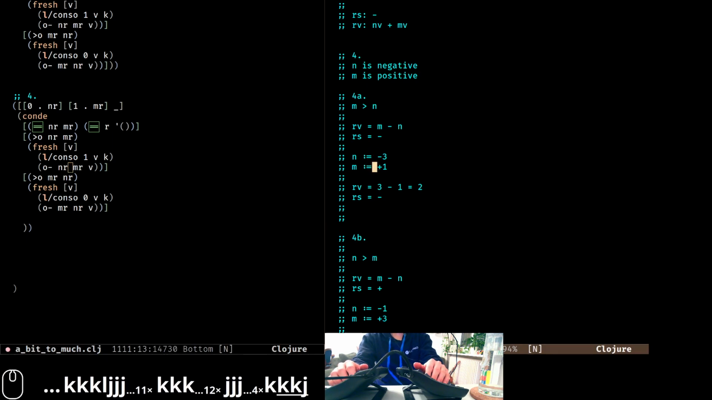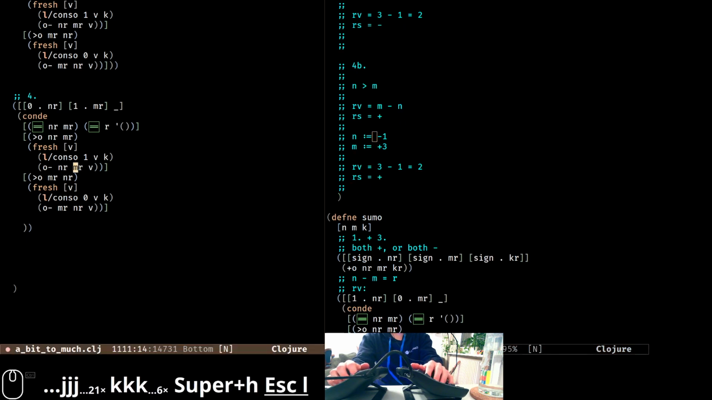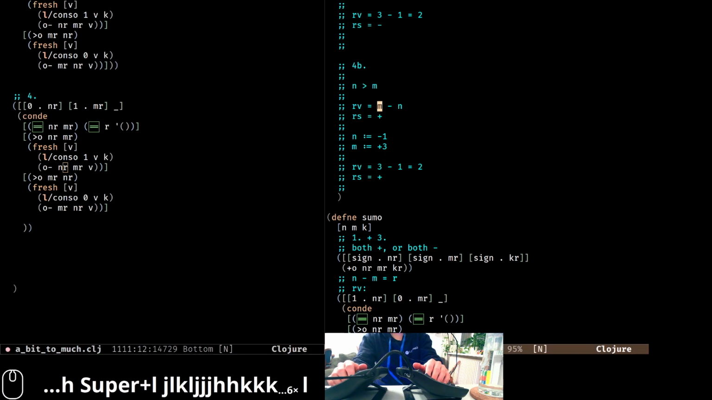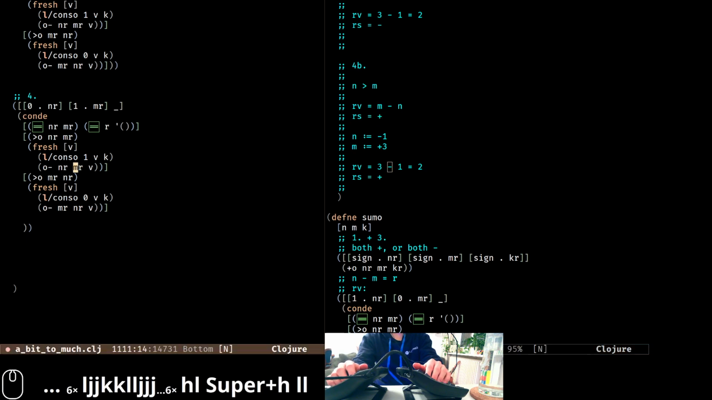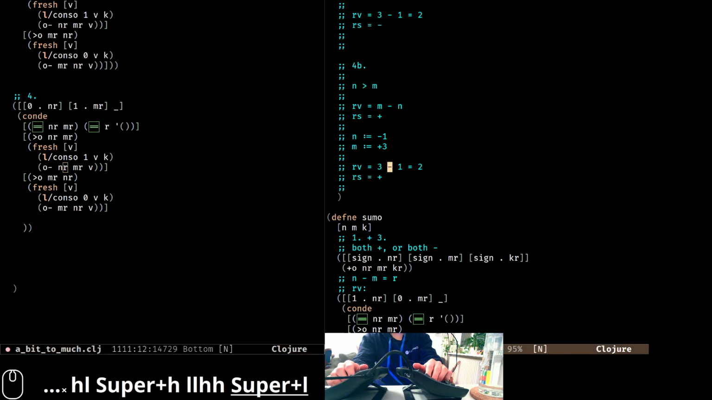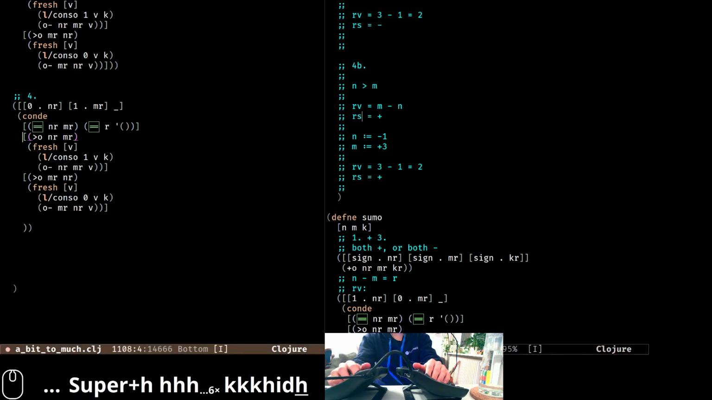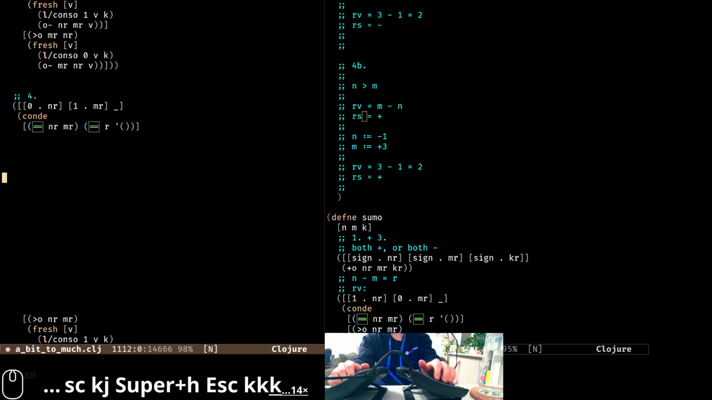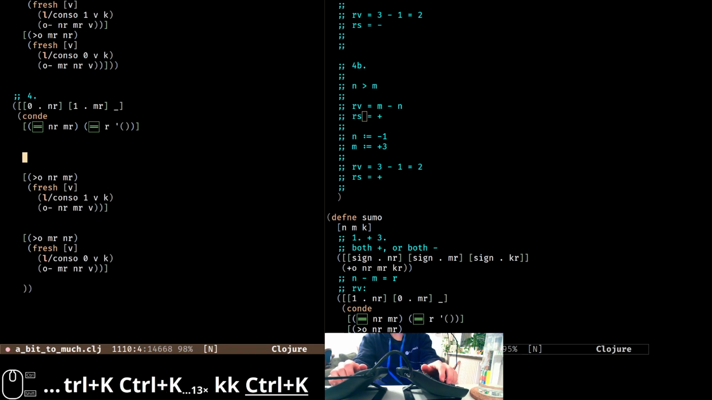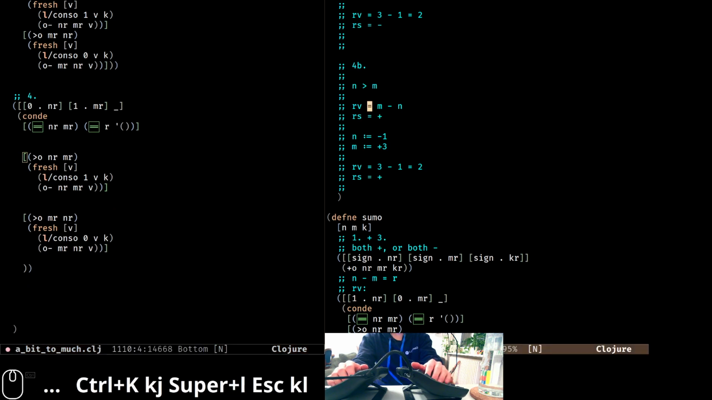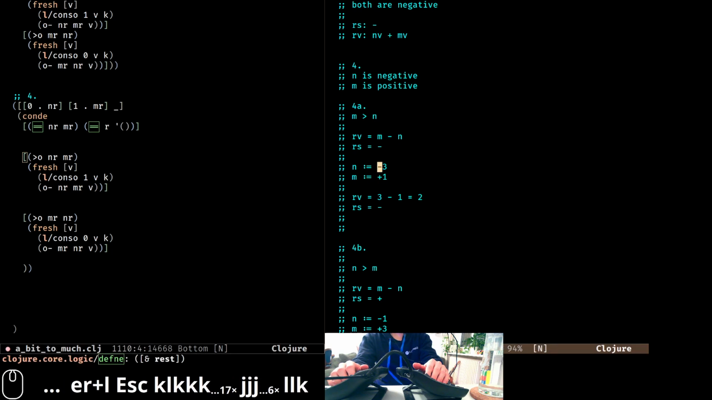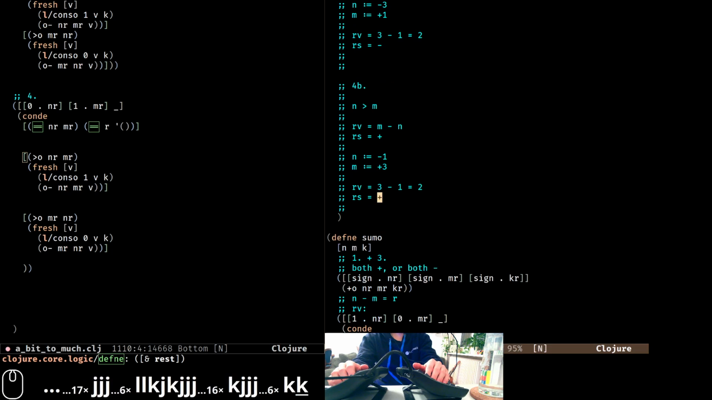Oh, I have this... wait. Yeah, this needs to be m minus n. M minus n. Why do I think it... Why does this not map? I'll figure it out in a sec. Oh, I flipped the... Oh, no, I flipped the magnitudes.